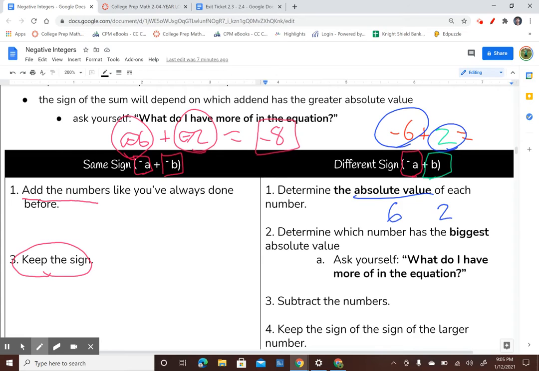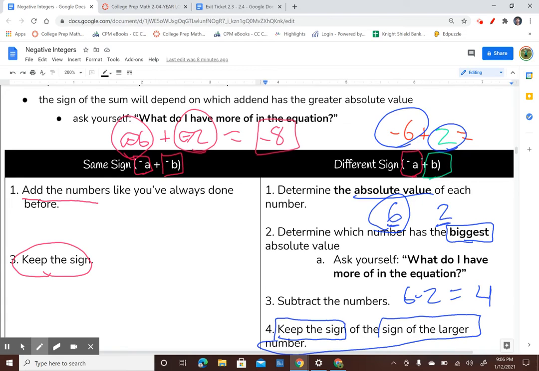Since we have our absolute values, we need to look at the second part. Determine which number has the biggest absolute value. So between 6 and 2, which one is bigger? 6, right? 6 is going to be bigger. So now we can subtract these two numbers. 6 minus 2, that gives us 4. And now to determine the sign of that 4, we're going to keep the sign of the larger number.